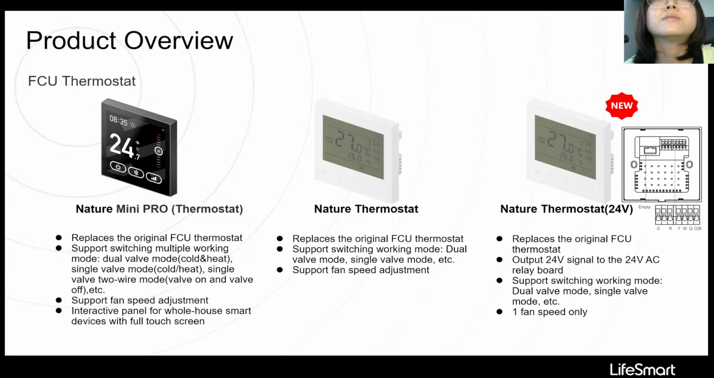The second model, Nature thermostat, supports switching working modes, dual valve mode, single valve mode, etc. And also it supports fan speed adjustment. The third model, Nature thermostat with 24 volts output. It outputs the 24 volt signal to the AC relay board and supports switching the working mode. But this model only supports 1 fan speed output.